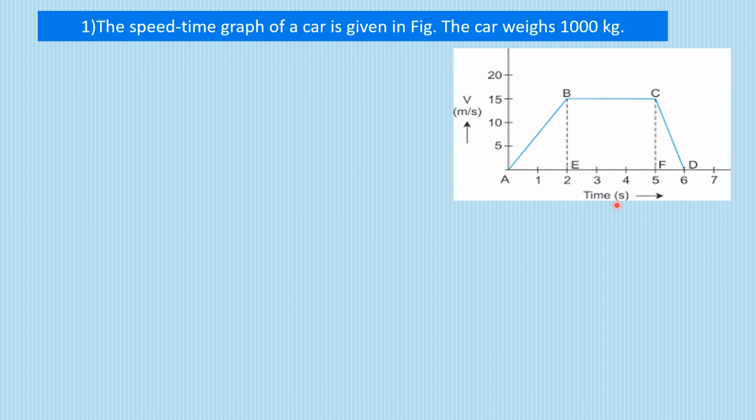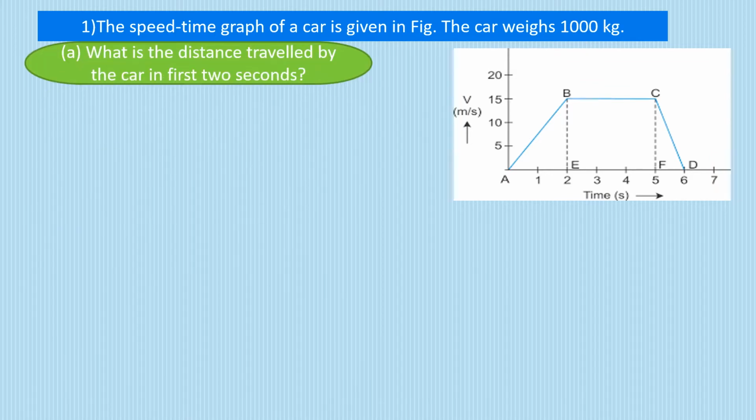Whenever we have a graph, the first thing to see is the units of the quantities mentioned on the graph. So we have time in seconds and velocity in meters per second. That means we don't need to convert any quantities. Both of them are in SI units. And the graph we can just see at a glance. Now the car weighs 1000 kg. This is the speed time graph of a car which is traveling, and the weight of the car is 1000 kg.